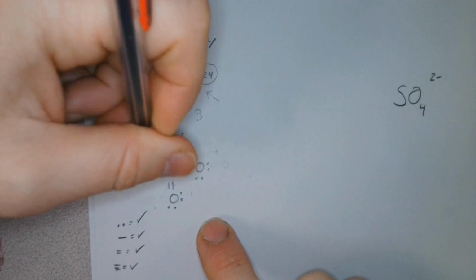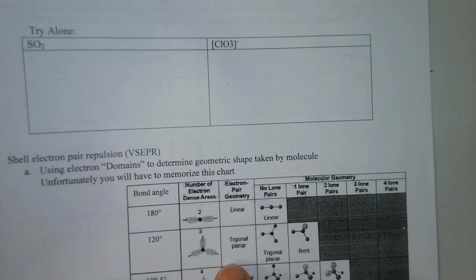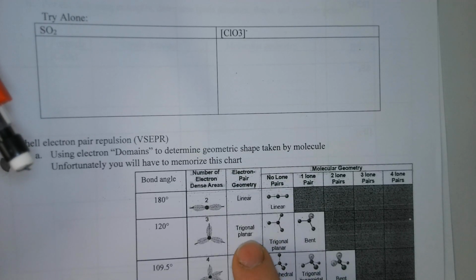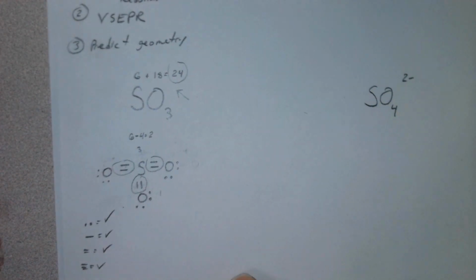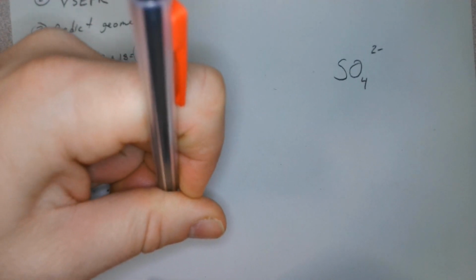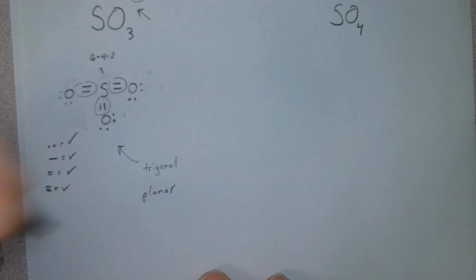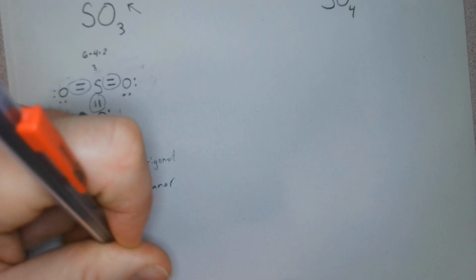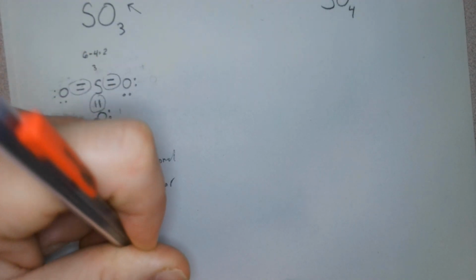So on the central atom, I have 1, 2, 3 total domains. I would expect sulfur trioxide to exhibit what's called a trigonal planar geometry because it's got 3 elements that are bonded to it. So this particular molecule would be a trigonal plane. That'd be the predicted geometry. So a better way to draw the Lewis structure would be kind of like this, where I'm putting maximum distance between all the oxygens and all the electrons.